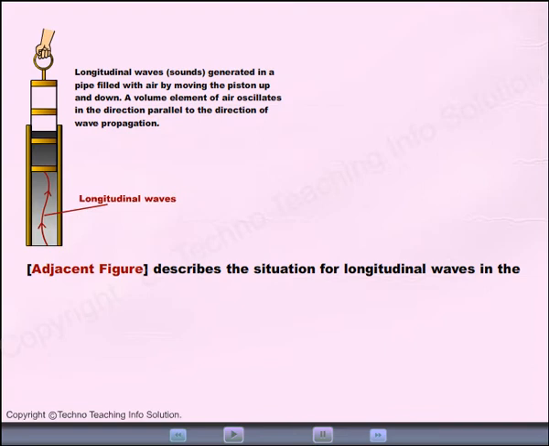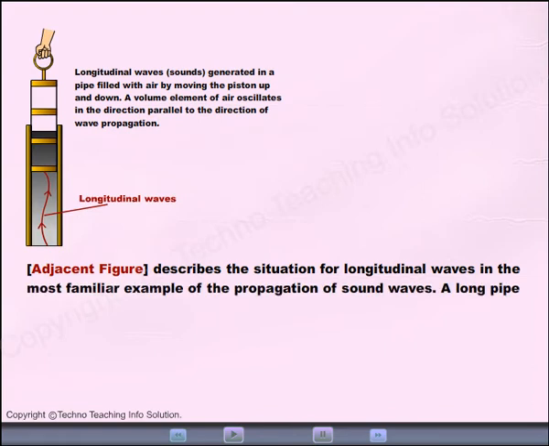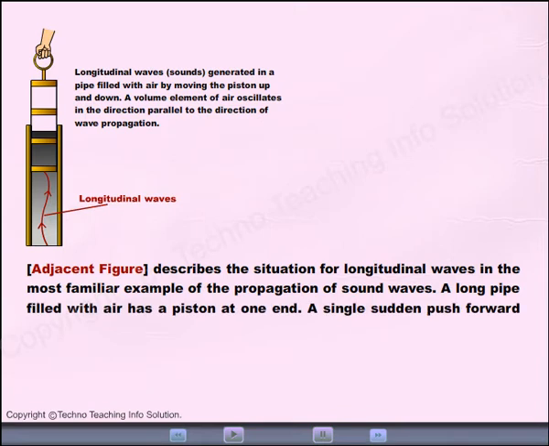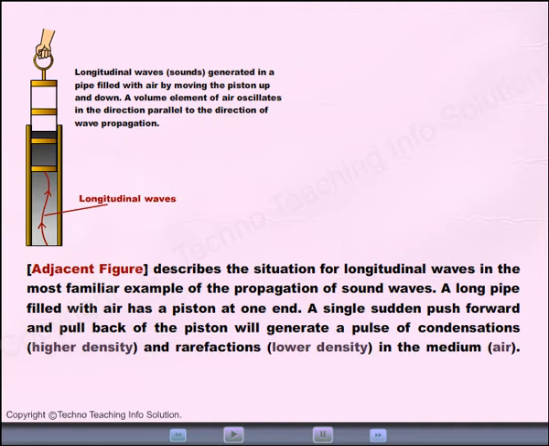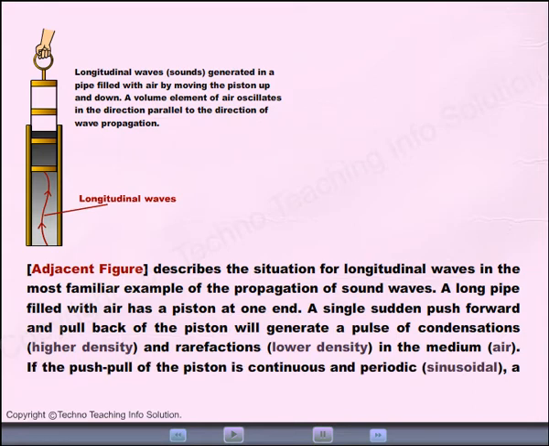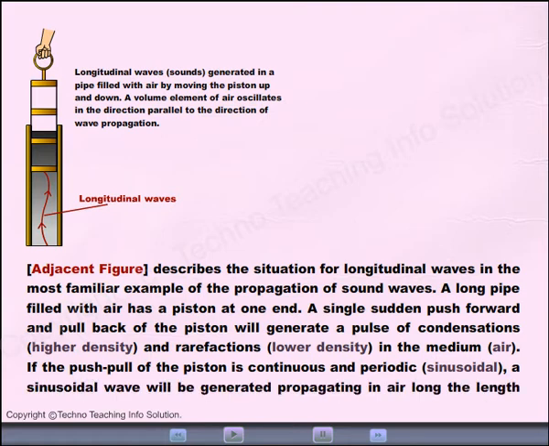The adjacent figure describes the situation for longitudinal waves in the most familiar example, the propagation of sound waves. A long pipe filled with air has a piston at one end. A single sudden push forward and pull back of the piston will generate a pulse of condensations, that is higher density, and rarefactions, lower density, in the medium, that is air. If the push-pull of the piston is continuous and periodic, that is sinusoidal, a sinusoidal wave will be generated propagating in air along the length of the pipe. This is clearly an example of a longitudinal wave.